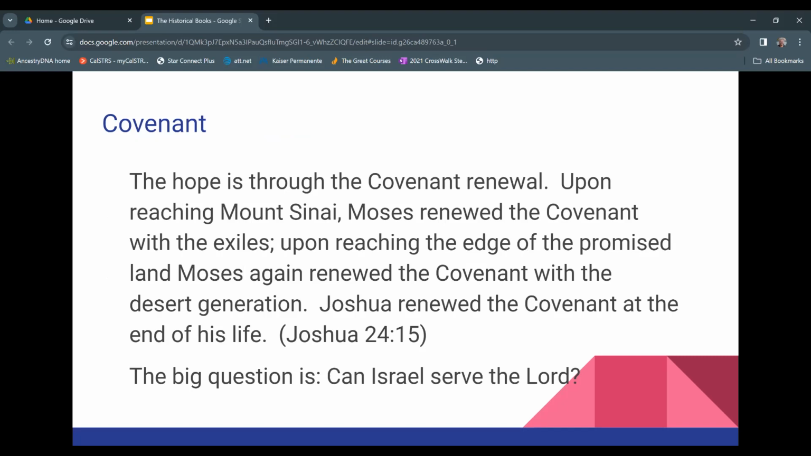Covenant is important. The hope for Israel is through covenant renewal. Upon reaching Mount Sinai, Moses renewed the covenant with the exiles from Egypt. Upon reaching the edge of the promised land, Moses again renewed the covenant with the desert generation. And Joshua renewed the covenant at the end of his life. The big question still remains: can Israel serve the Lord faithfully?